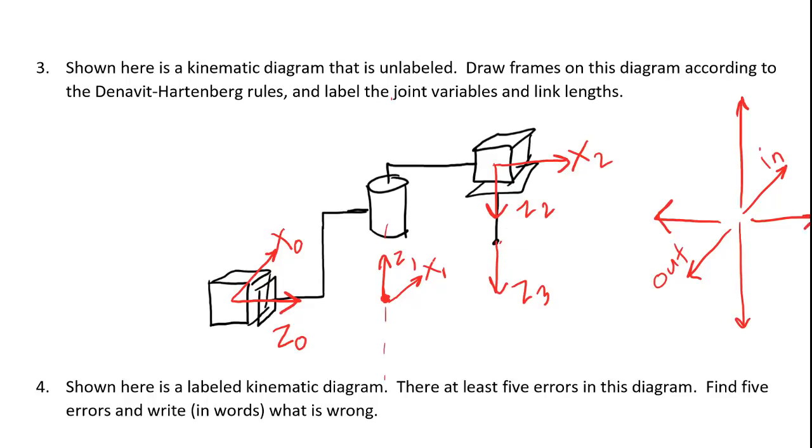So I'm also going to change the direction of the X3 axis here, because if I can keep frame 3 the same as frame 2, that will decrease the amount of math that I have to do in the future. So the last rule that I have to take into account is the right hand rule.